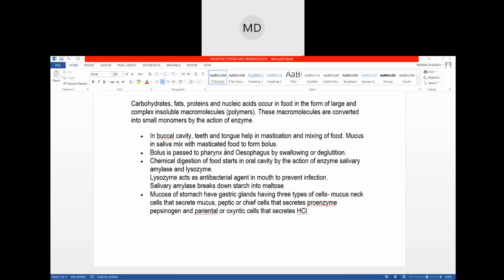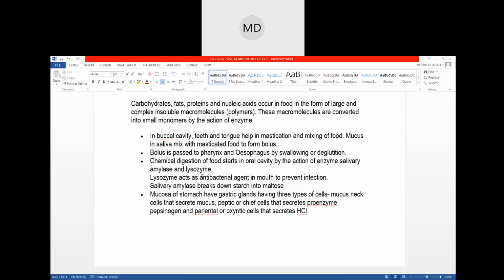Okay, so that saliva we were talking about, when the food is mixed with the saliva, there are enzymes in the saliva that I mentioned earlier, right? There are two enzymes: one is salivary amylase and the second is lysozyme. First is salivary amylase and then there is lysozyme.